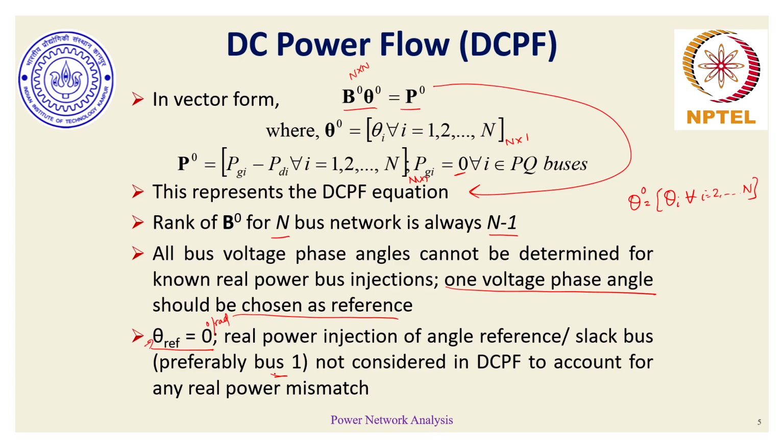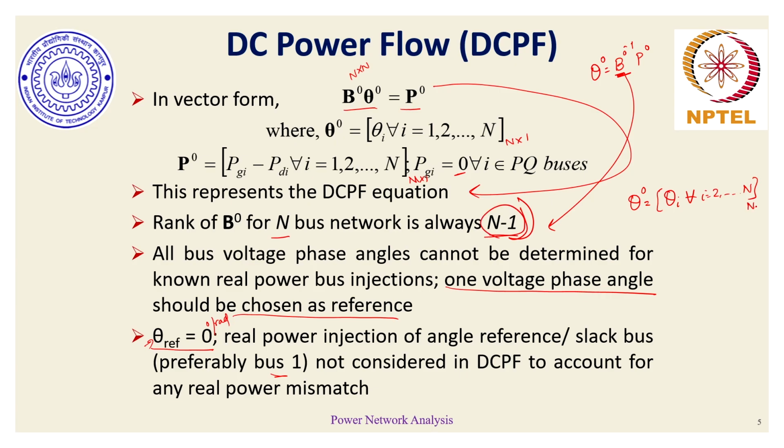And that's how the rank deficiency of B' can be handled, because if B' is a rank deficient matrix, then theta, which is going to be B' inverse times P, cannot be evaluated because the matrix is rank deficient. To make it non-deficient, one of the angle references has to be known, and that's how the B' matrix becomes rank n minus 1.